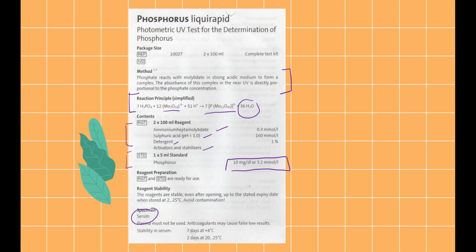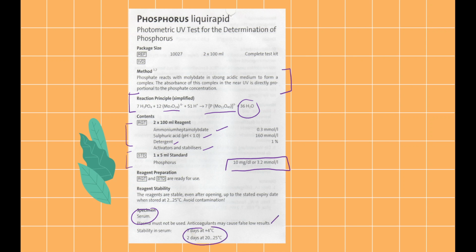So, going back, as you can see here, since the specimen written is your serum, we cannot use samples with anticoagulants or plasma. Again, the assay here is designated to use just your serum sample, so let us follow that. It is also written that plasma must not be used. Anticoagulants may cause false results. Then you already have here the stability of your serum samples.